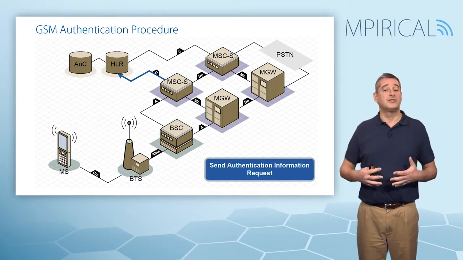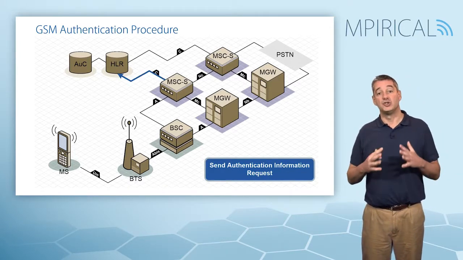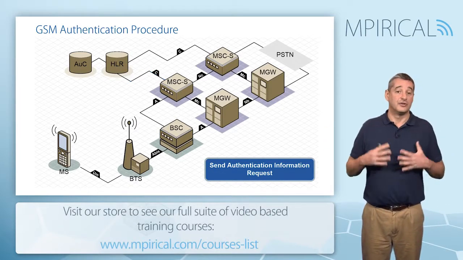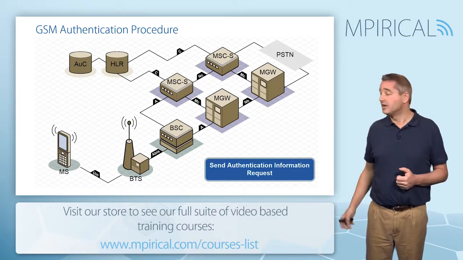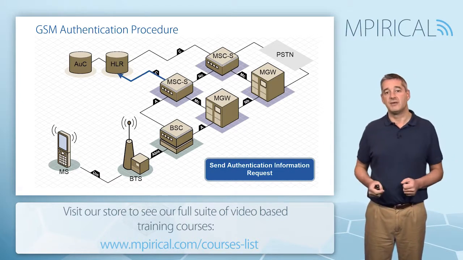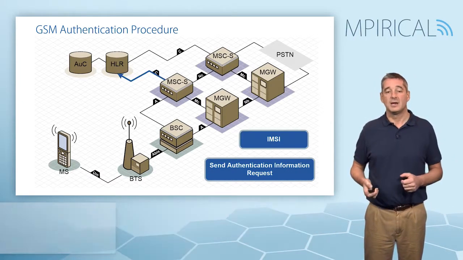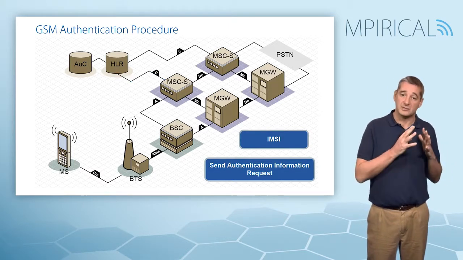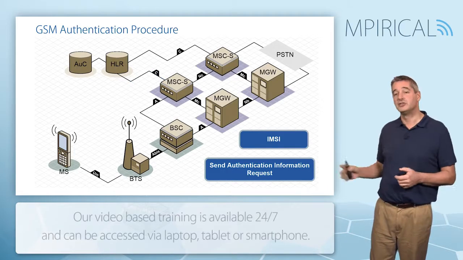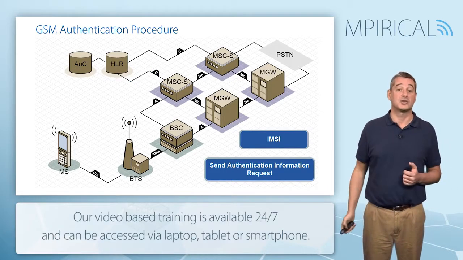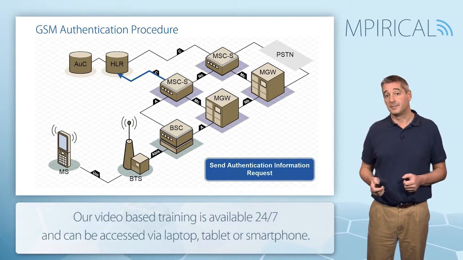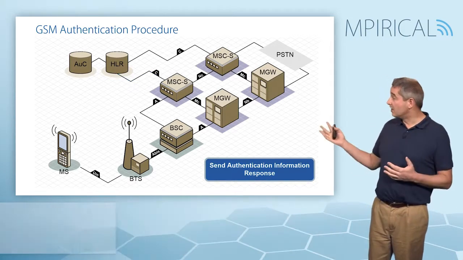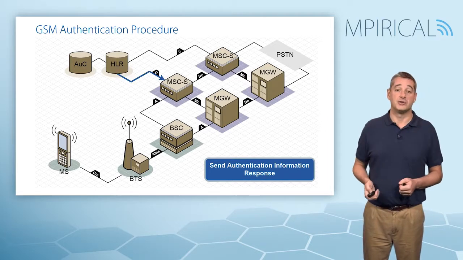So in this case, we're going to start the process of authenticating our GSM phone. And it will begin with the MSC server, the server to which the mobile is attached, sending the Send Authentication Information Request message. Now, to ensure that we get the correct authentication vector associated with this particular subscriber, this message will contain the IMSI, the International Mobile Subscriber Identity. In response to that, the HLR will return the Send Authentication Information response.